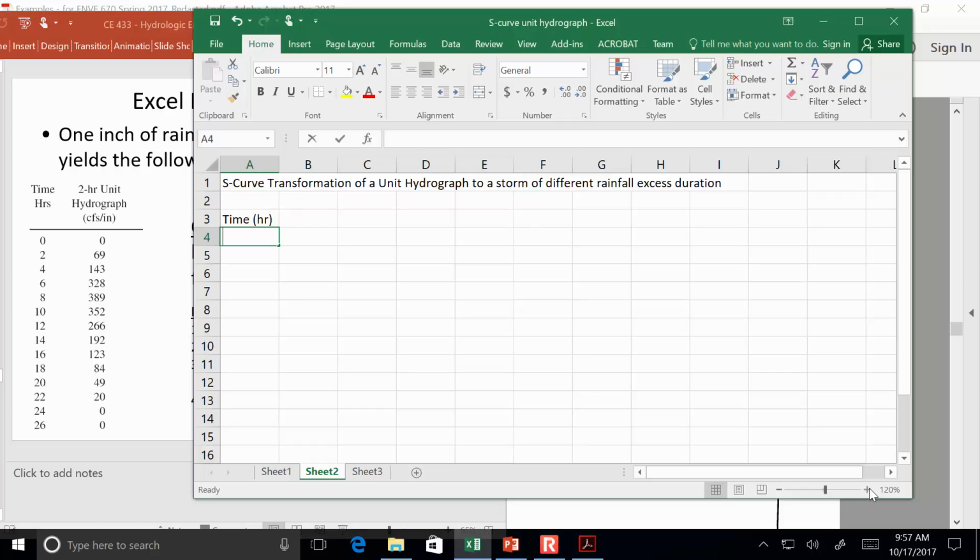So for some storm, we have measured the runoff in 2-hour increments. So go down through 24, which gets us to 0 again. And then here is the 2-hour unit hydrograph, and that's CFS per inch of rainfall excess.